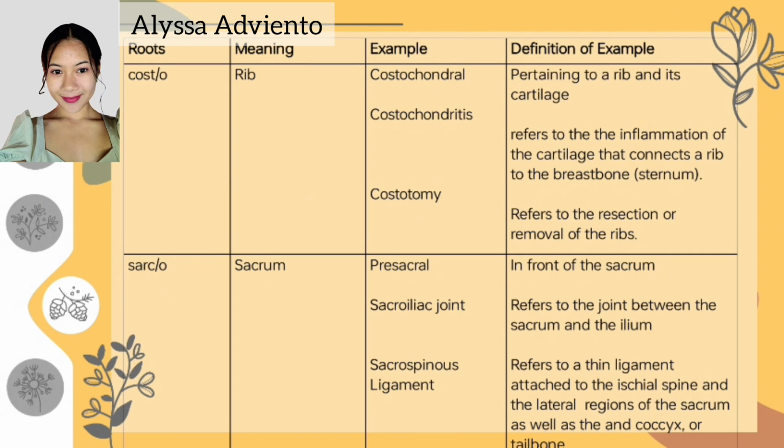Costochondritis most often goes away on its own in a few days or weeks. It can also take up to a few months. Treatment focuses on relieving pain. Apply a hot or cold compress and rest.